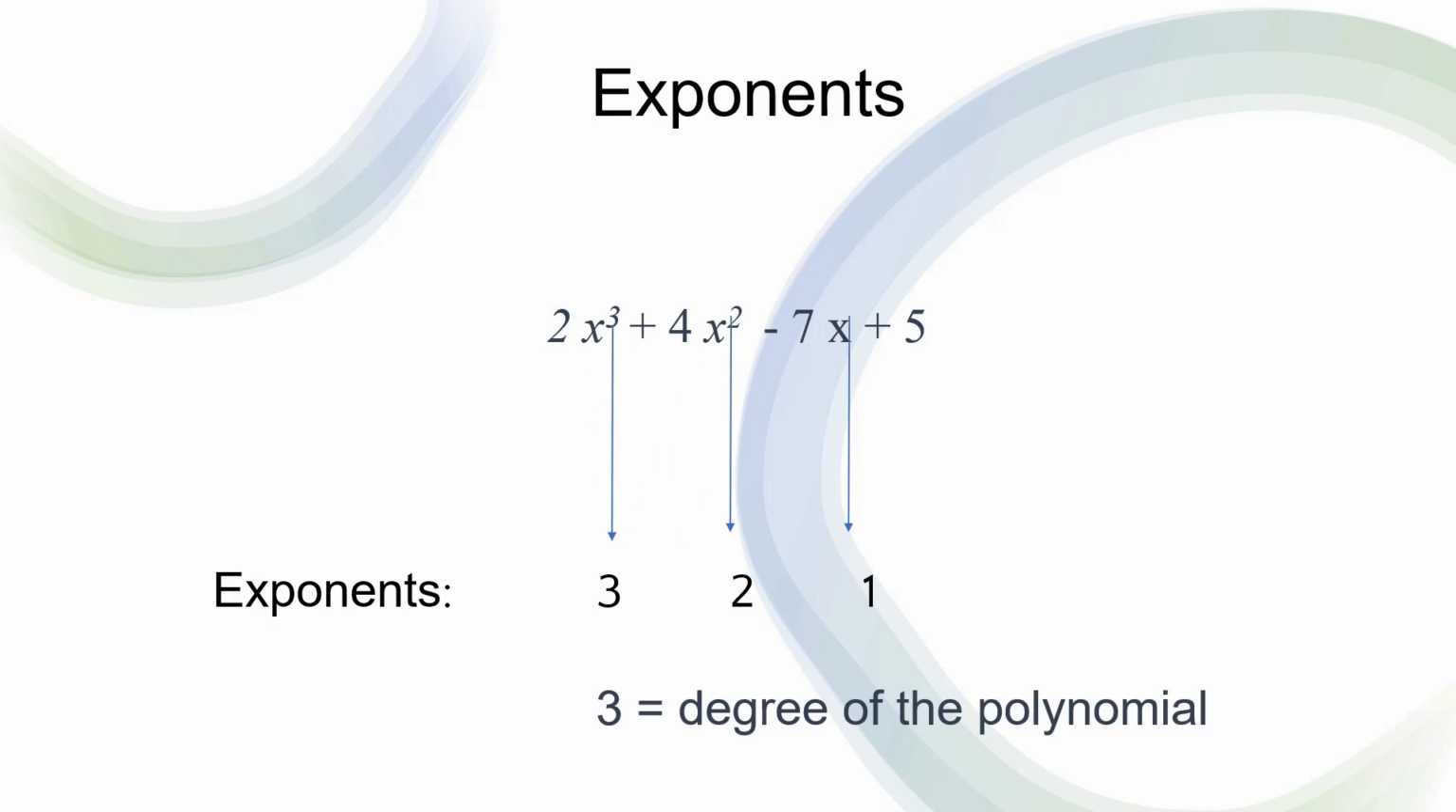Last but not least, we have the exponents. Exponents are non-negative integers that indicate the power to which the variable is raised. In our polynomial, 2 times x cubed plus 4 times x squared minus 7 times x plus 5, the exponents associated with the variable x are 3, 2, 1, and 0, respectively. The exponents determine the degree of each term and, when combined, the overall degree of the polynomial.